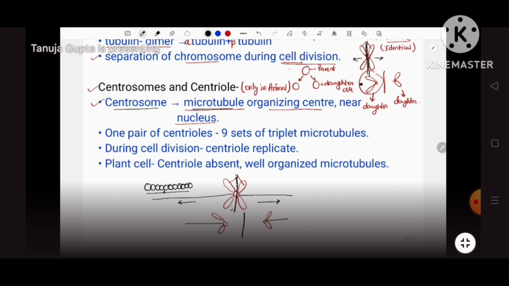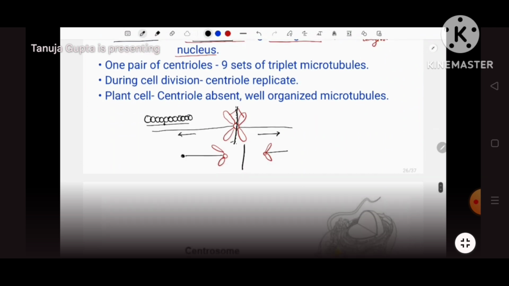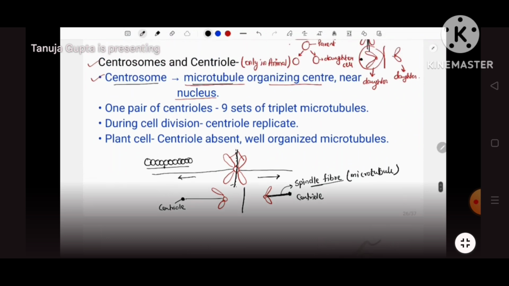Basically, here the centriole comes over here. This is the centriole, and this is also a centriole. The thread-like structure made by the centriole is called the spindle fiber. Right now just have a look only, because we are going to discuss all these things in detail later on. So the centriole makes a rope-like structure called the spindle fiber, which is made up of microtubules. This is how microtubules play a role in cell division.